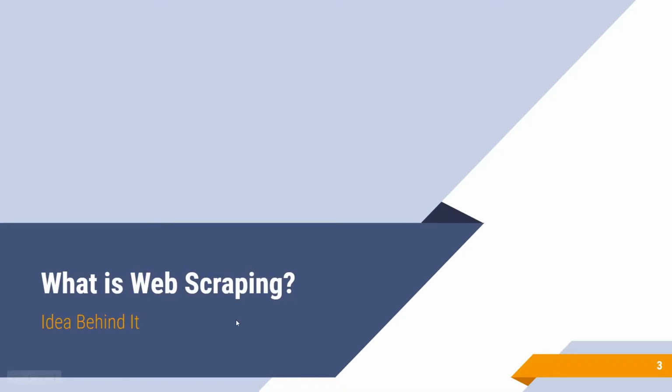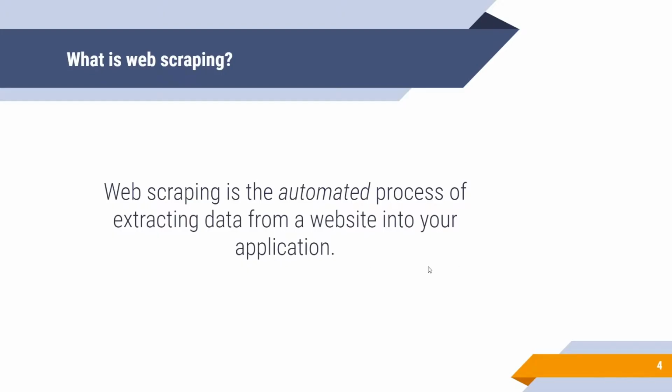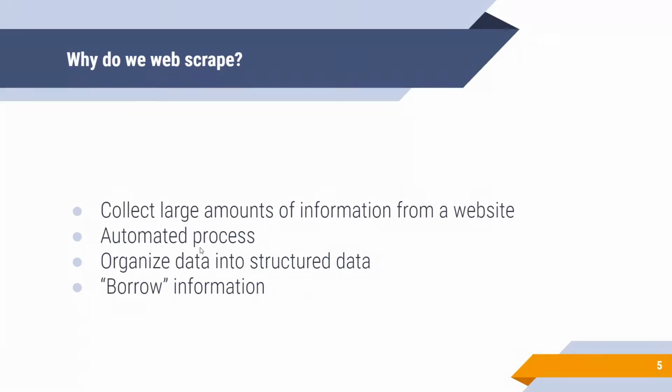So what is web scraping? We'll first just talk about the idea behind it. Web scraping is the automated process of extracting data from a website into your application. So why do we web scrape? It is used when you want to collect a large amount of information from a website, and because this is an automated process, and in the 21st century literally everything is automated, we can use web scraping technologies. We can organize the data into structured data, and essentially the big idea is just to borrow information from other websites and then turn it into your application.